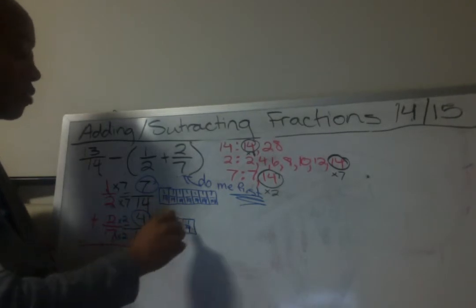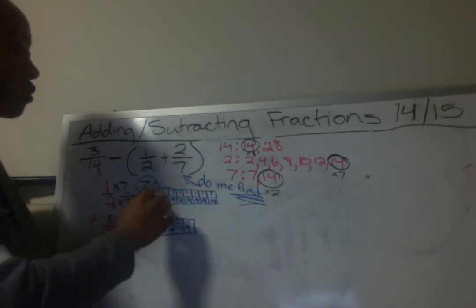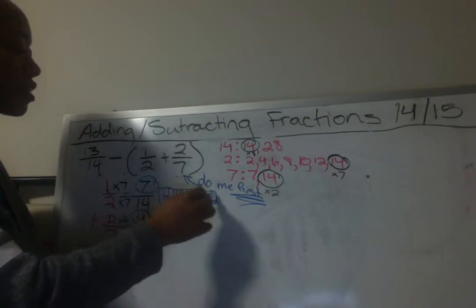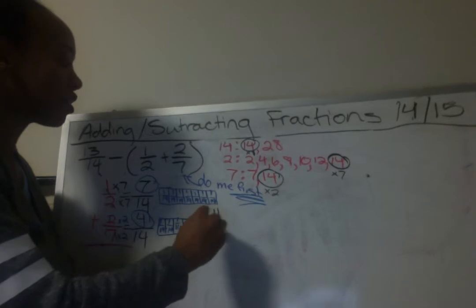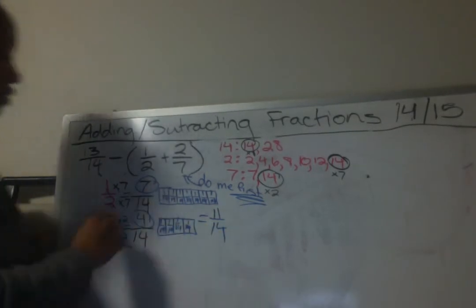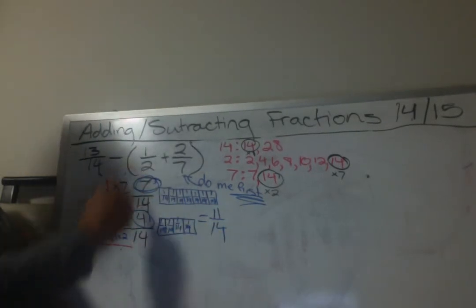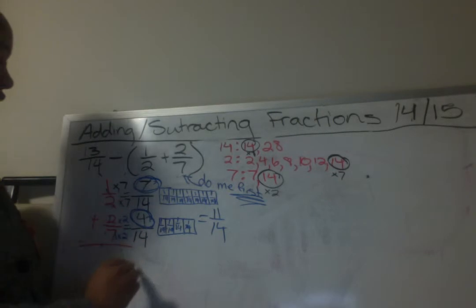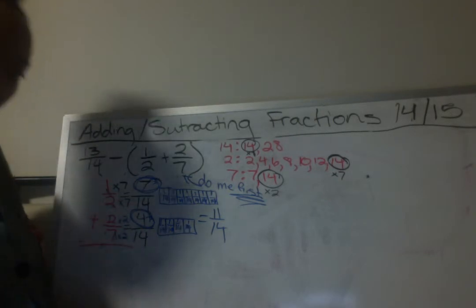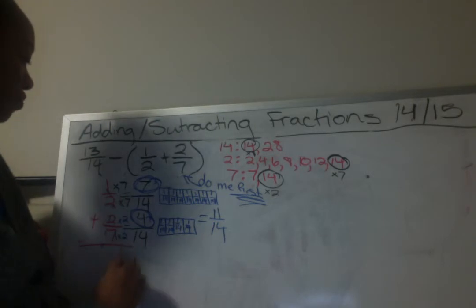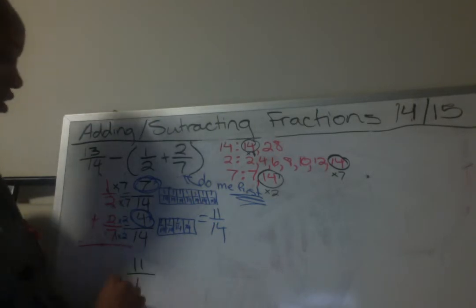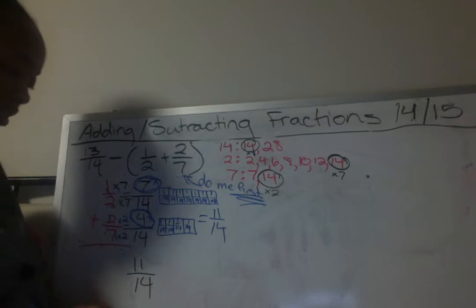Count all of them. I know I had 7 up here. 1, 2, 3, 4, 5, 6, 7, 8, 9, 10, 11. So I now have 11 14ths. Over here, if you just add your numerator, 7 plus 4 is 11. Denominator does not change. Stays as 14.